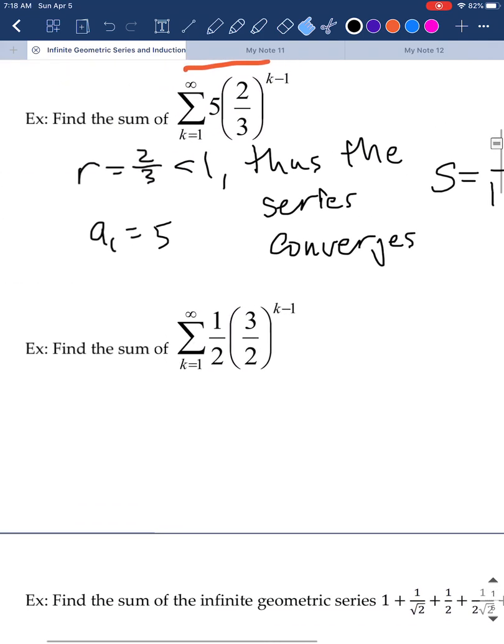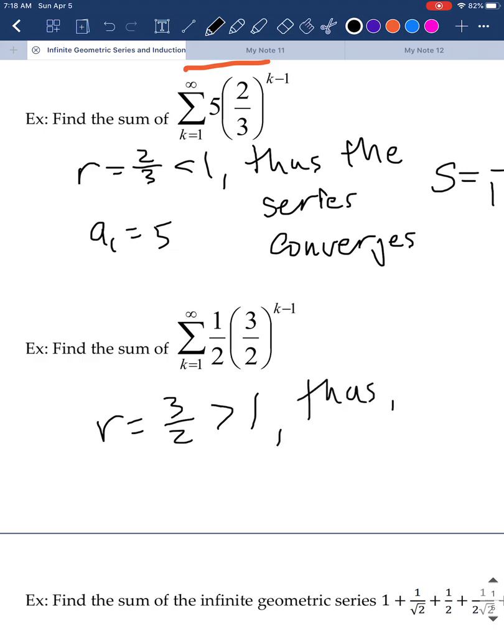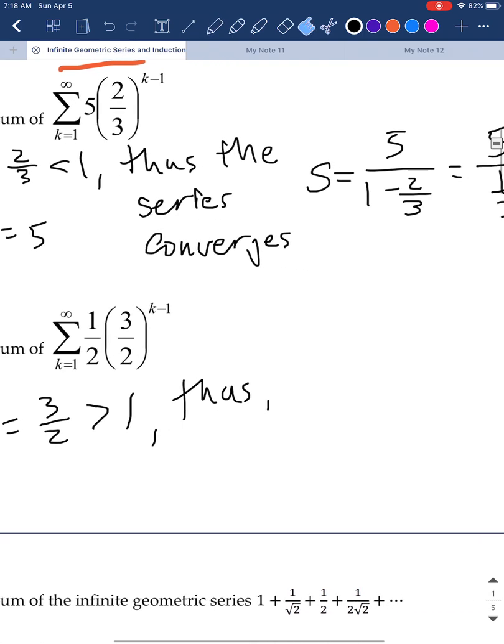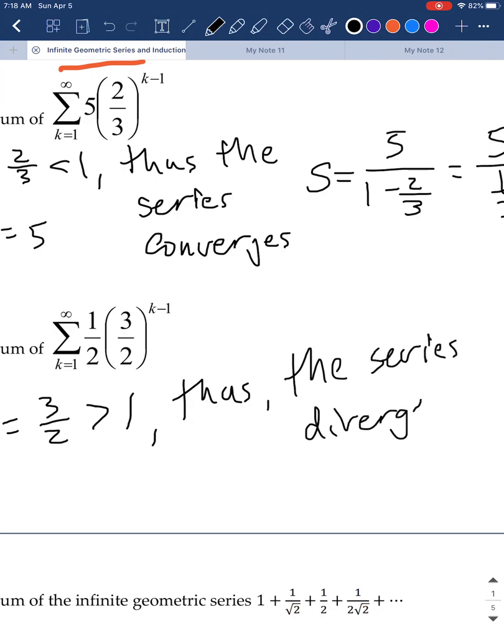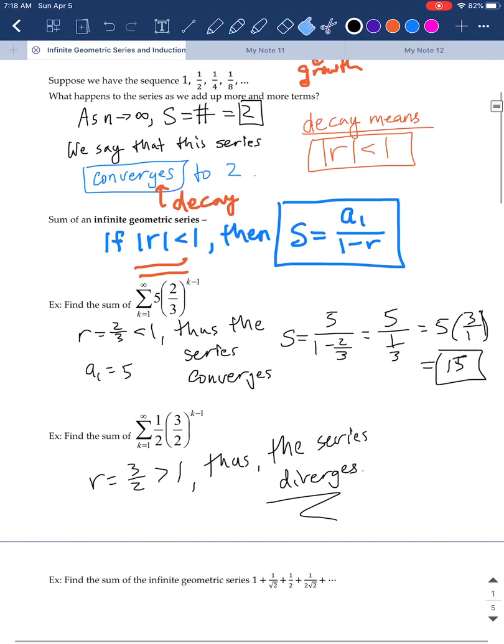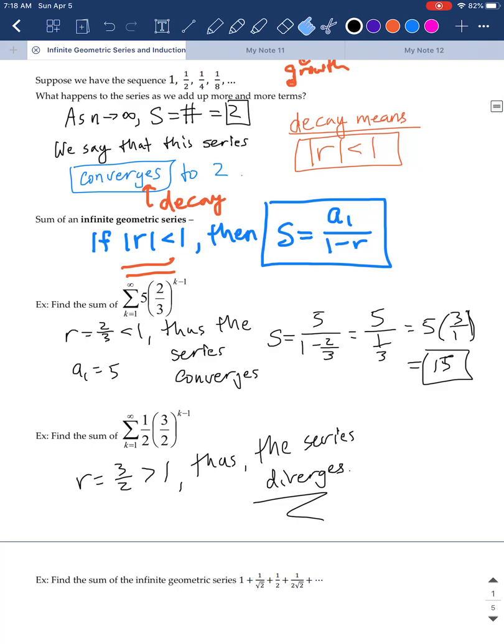All right, so then for the second example, r is equal to 3/2, which is greater than 1. Thus, well, if it's greater than 1, it's a growth function. So the series diverges, and we have no sum. So no sum exists. That's going to be the key for a lot of these examples: figuring out whether it converges or diverges first, and then appropriately calculating.